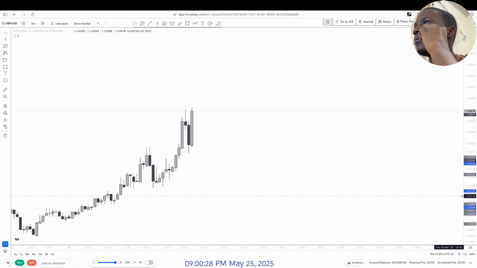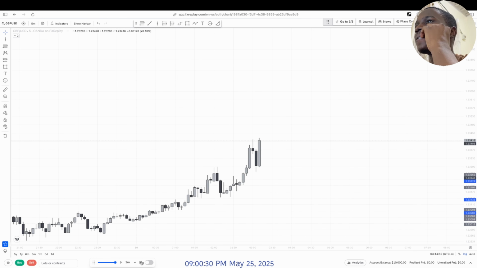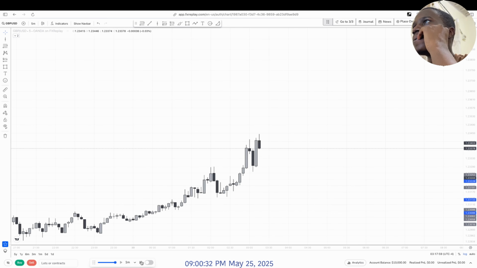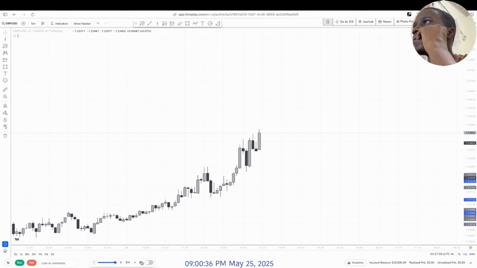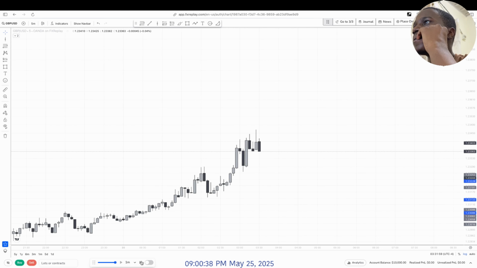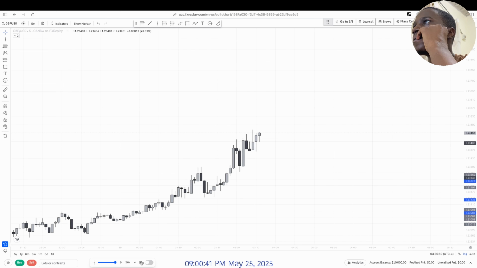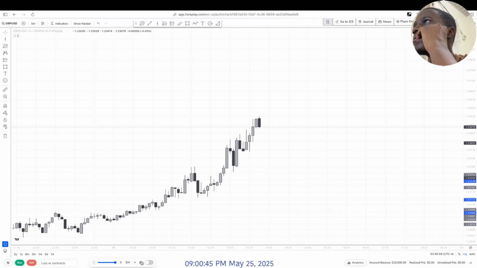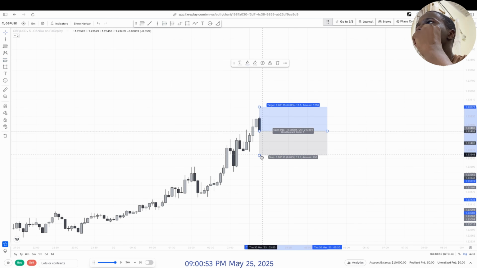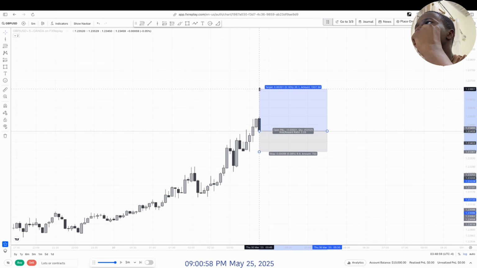So I think maybe we should also have a 5 minute bias. Okay, we form a gap right here. Enter it. And our target is there.